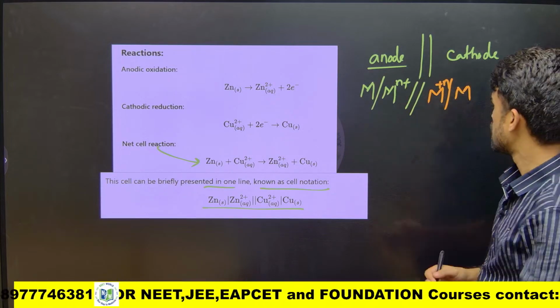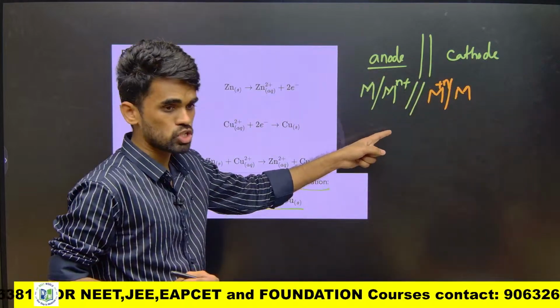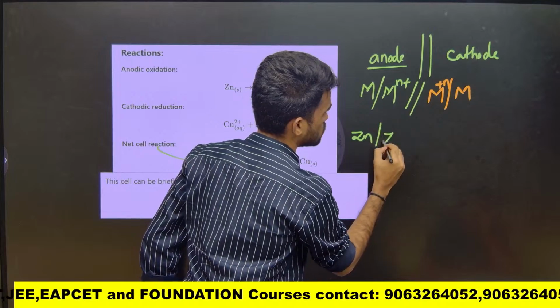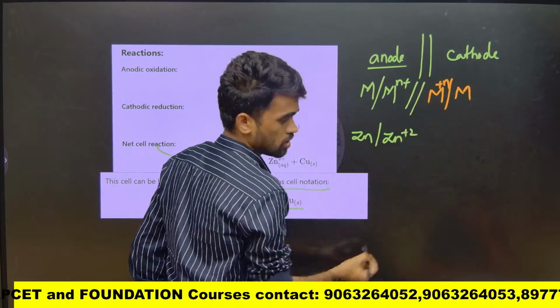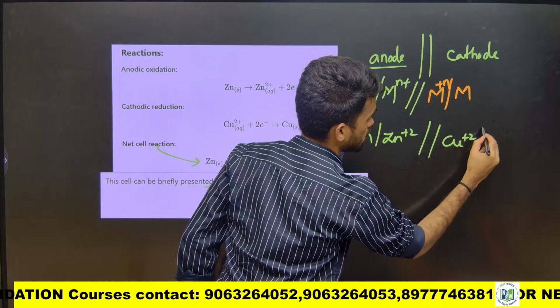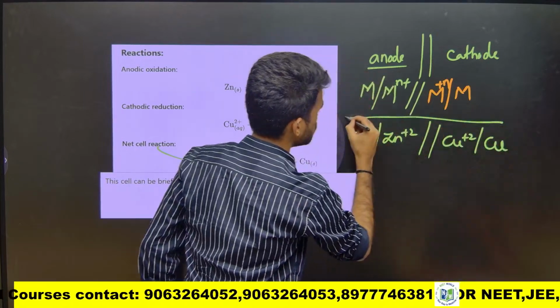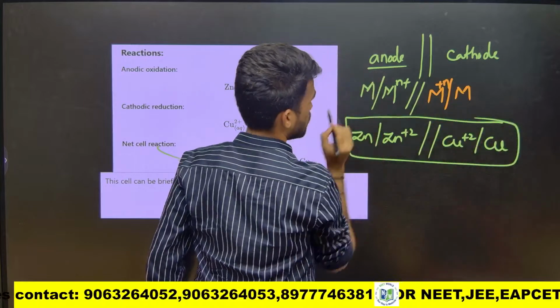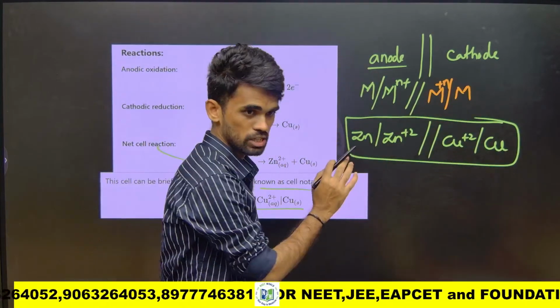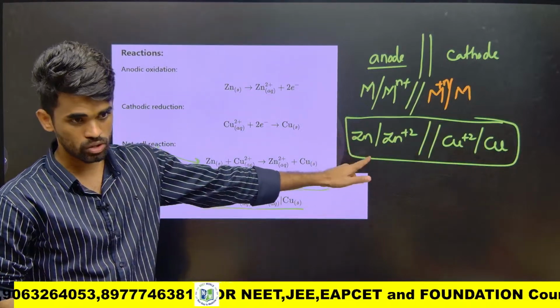Reduction takes place. It means, can you show me the representation for this? Zinc is converting into Zn+2. Okay, salt bridge. Cu+2 is converting into Cu. So this is the representation of this particular cell. We can call it cell representation. Okay, very important.